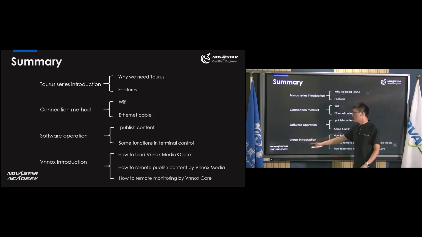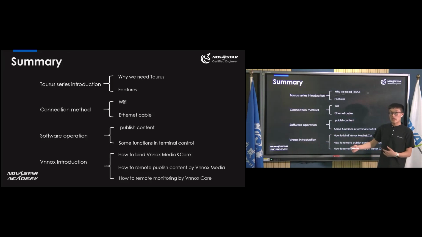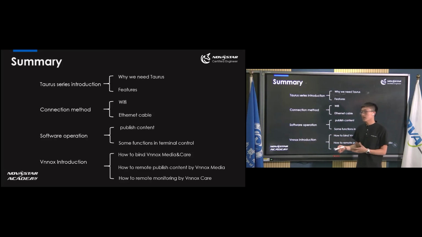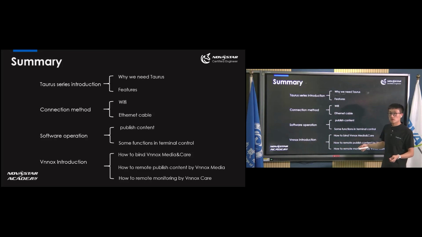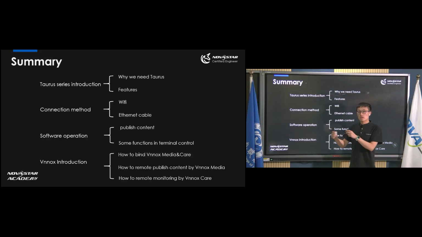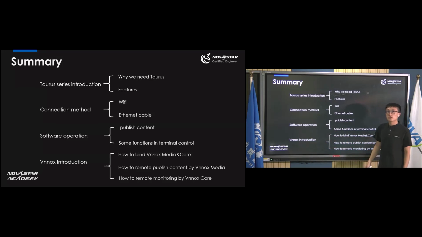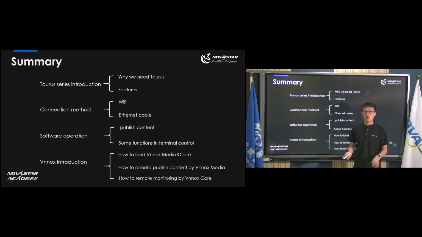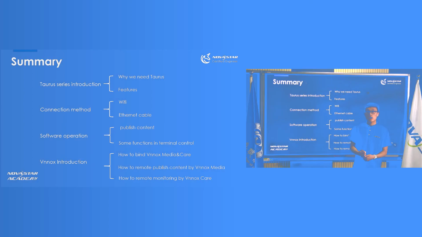And this one is a Vnnox introduction. This is a remote method for you to do the project and how to run Vnnox Media. I think you remember that. Get the Vnnox account authentication. Copy the username and password to the VPlex interface and bind the Taurus to Vnnox Media. And how to remotely publish content, just use Vnnox Media. And how to remotely monitor and maintain is Vnnox Care's part. So that's all. Thank you.